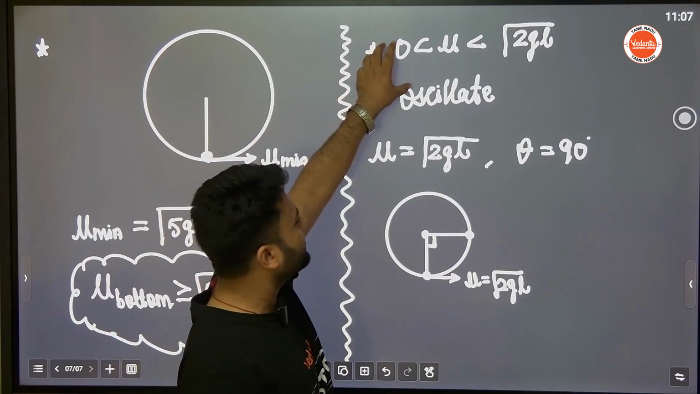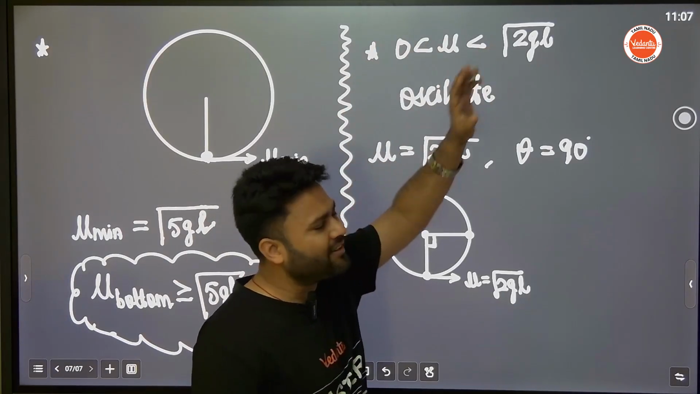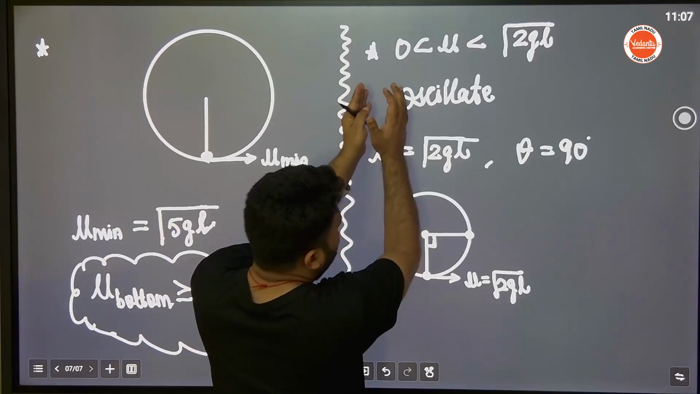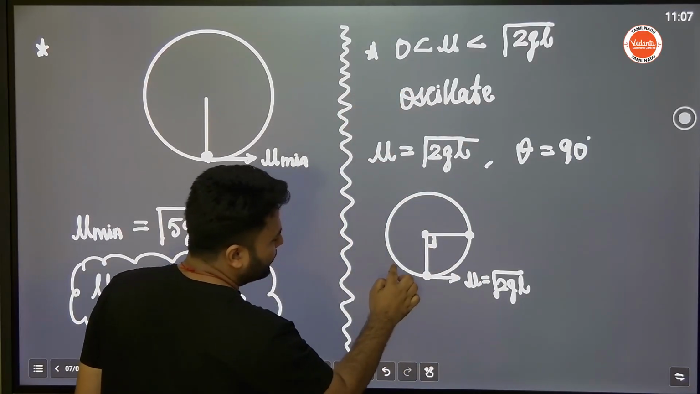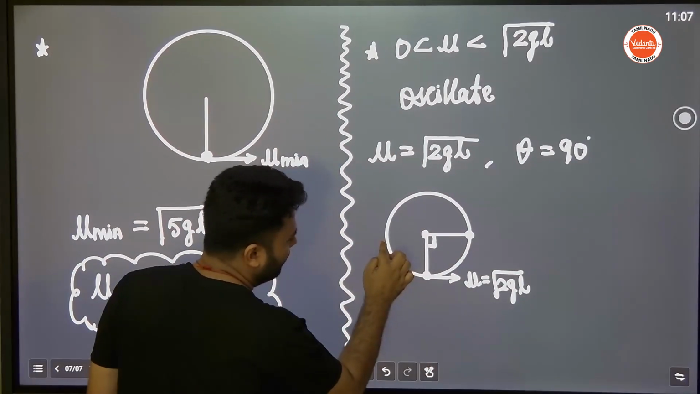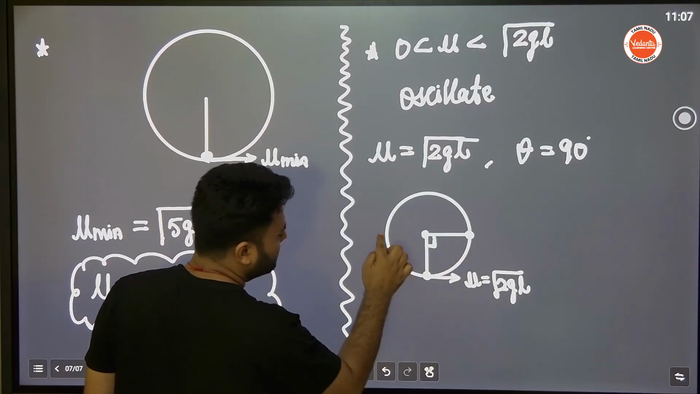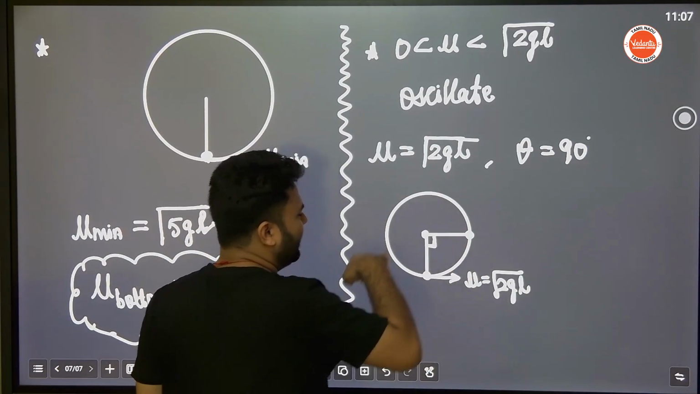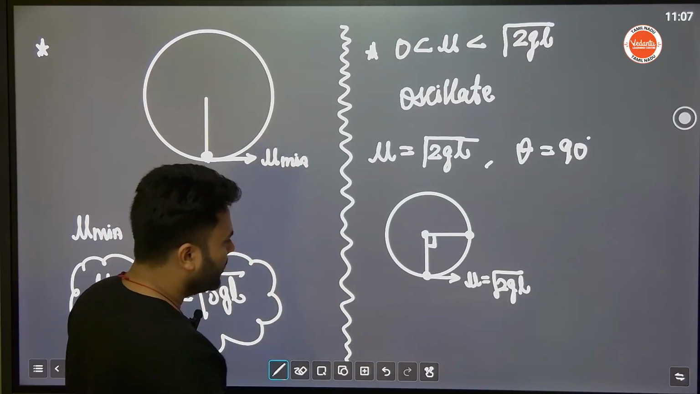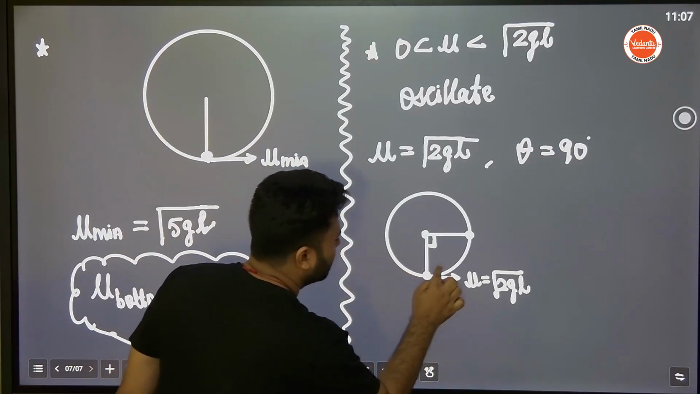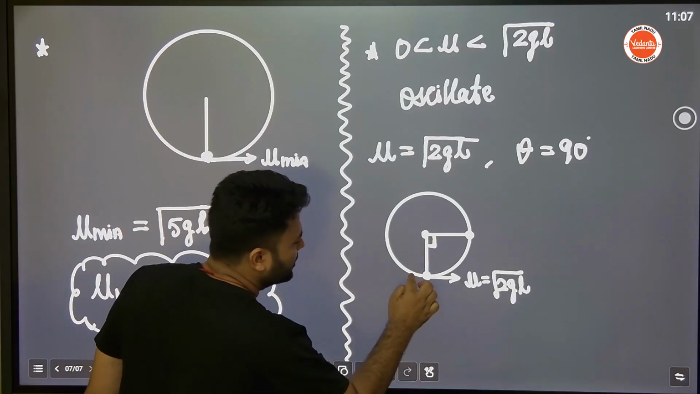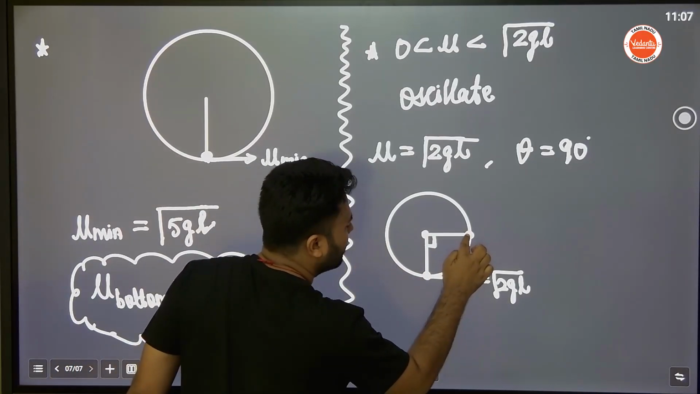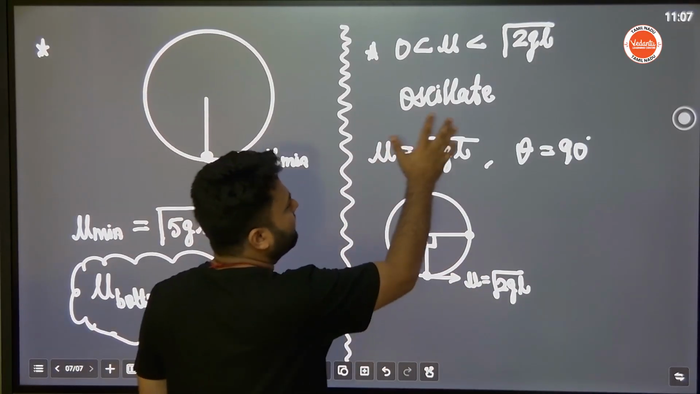If your speed is greater than 0 and less than root 2 GL, the object will go till here and it will oscillate like this. You are giving less speed. It will not perform complete vertical circular motion. So it will go there, it will come back. It will go there, it will come back. At root 2 GL, it will go here. It will come back. It will go till here. It will come back. It will oscillate.